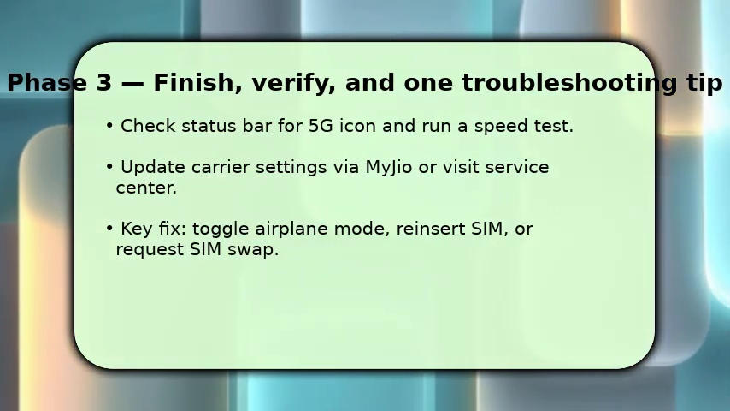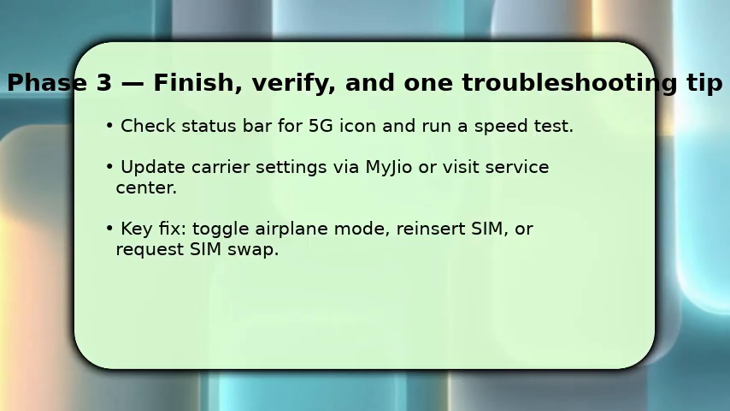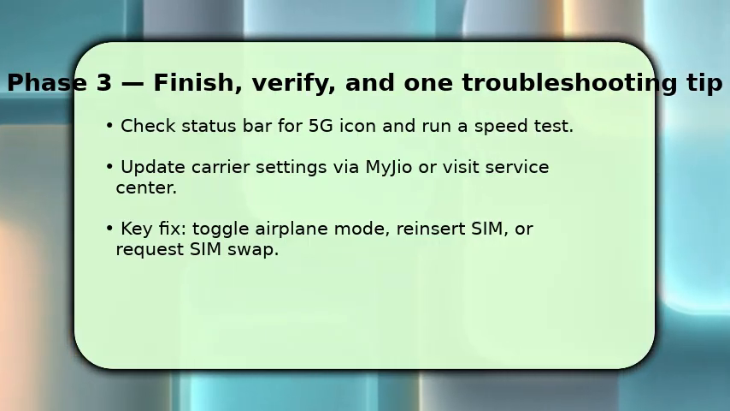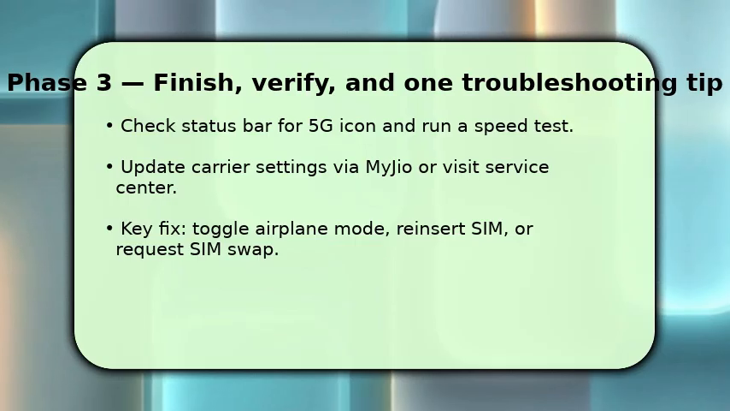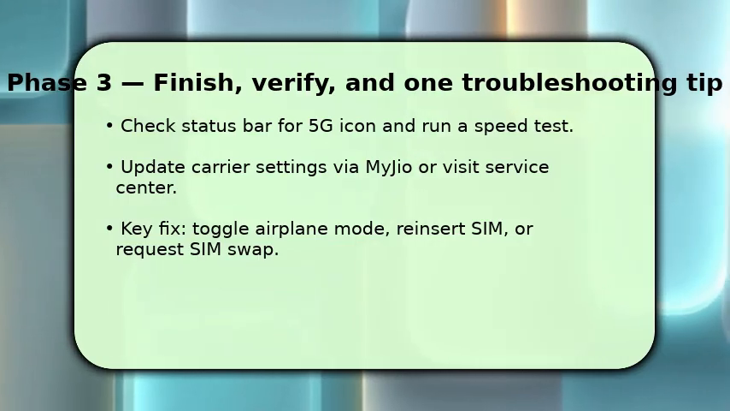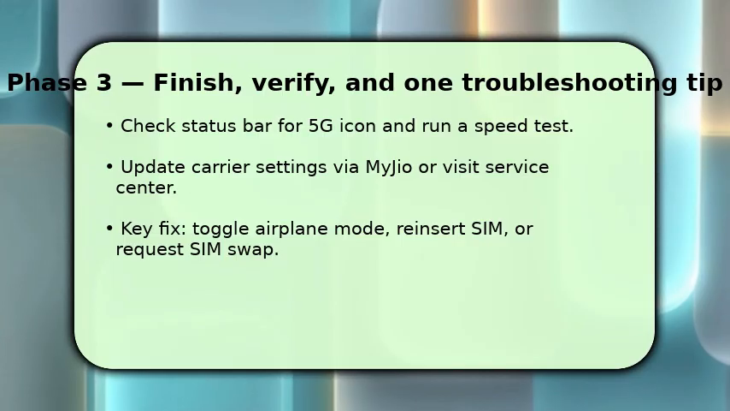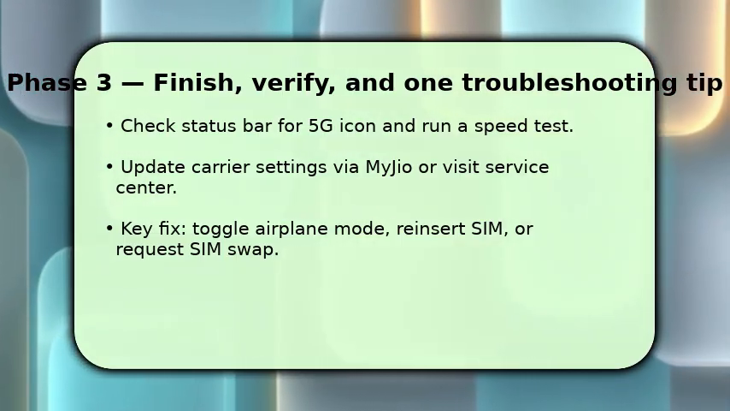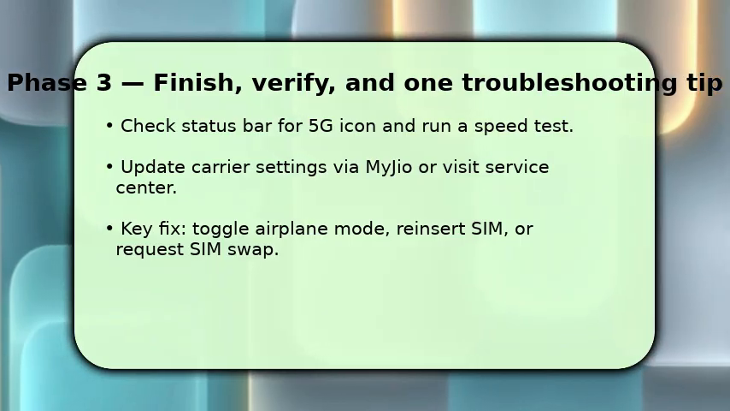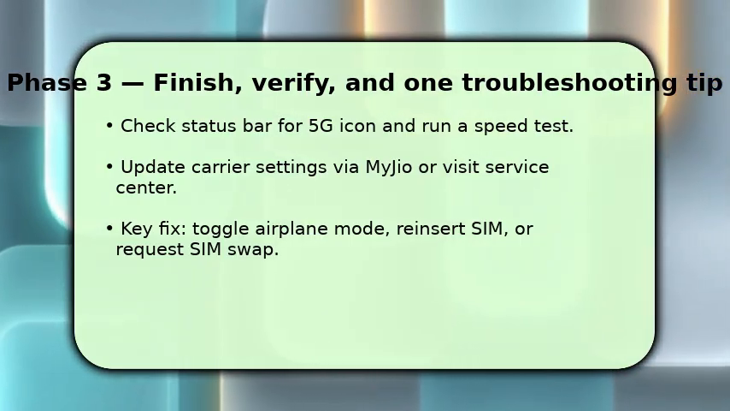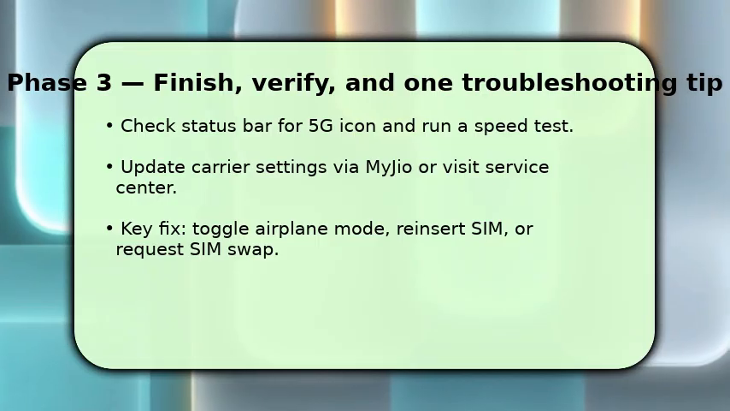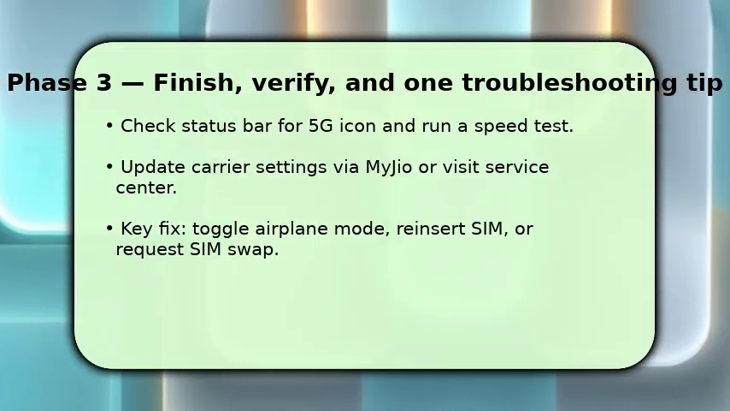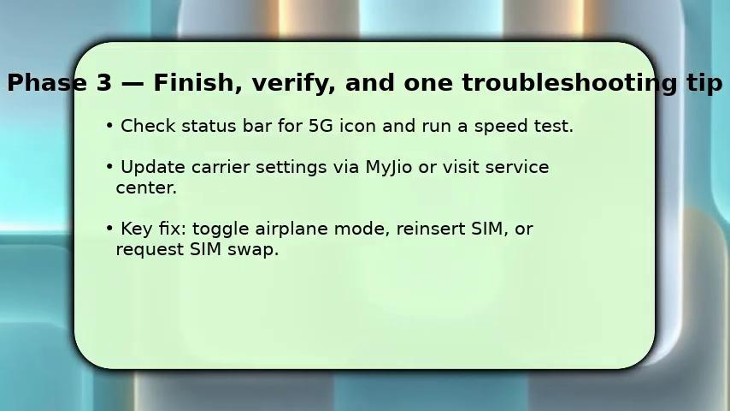If speeds are low or no 5G appears, make sure you're in a covered area and that network mode is still 5G/NR Auto. You can refresh carrier settings in the My Jio app or request a SIM swap if the card is old. One key troubleshooting tip: toggle airplane mode, power cycle the phone, and reinsert the SIM. If that fails, contact Jio support to check provisioning or signal in your location.